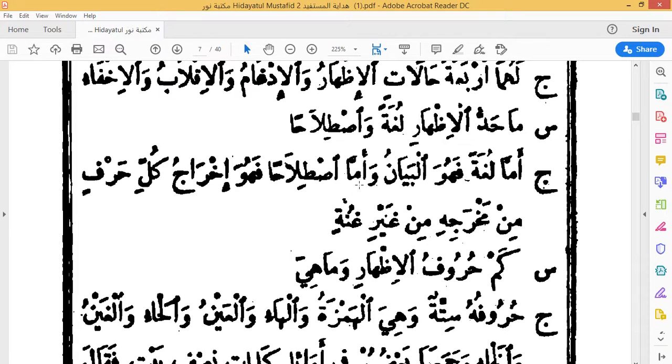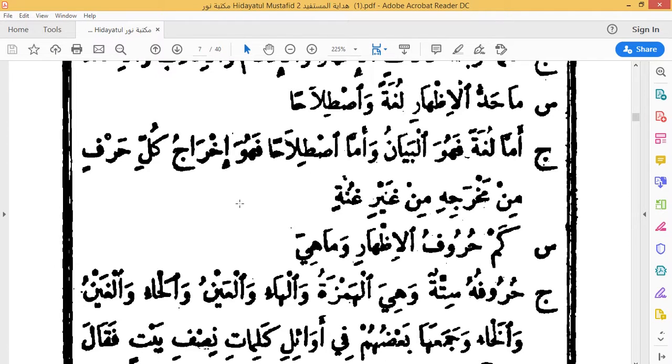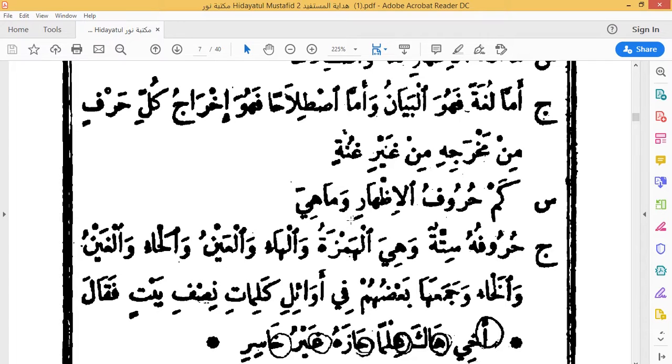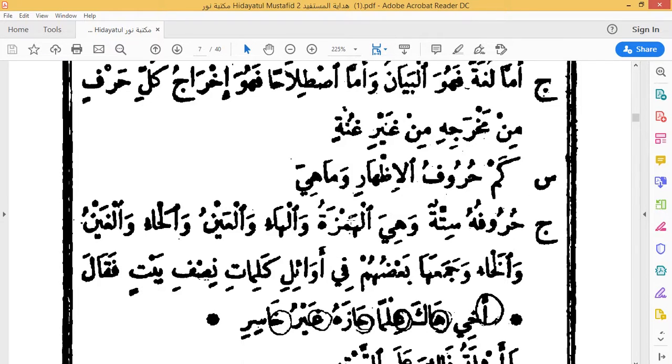أما لغة فهو البيان، وأما اصطلاحا فهو إخراج كل حرف من مخرجه من غير غنة. So I've given the definition of this, translated it and explained it. Kam huruful izhari wa ma hiya. How many letters of izhar do we have and what are they? Mention them. Jawab, the answer is hurufuhu sitta. It has six letters. Wahiya al-hamzatu.